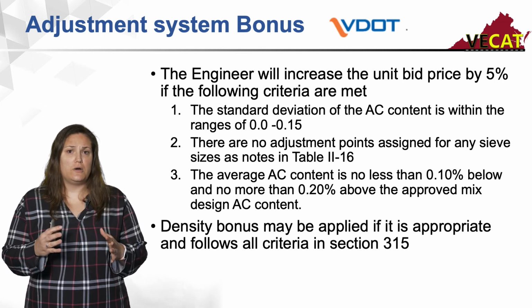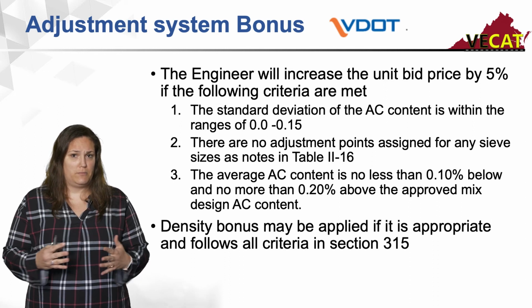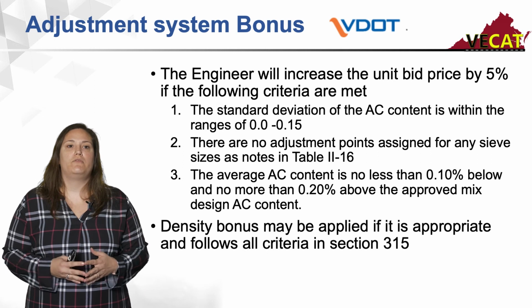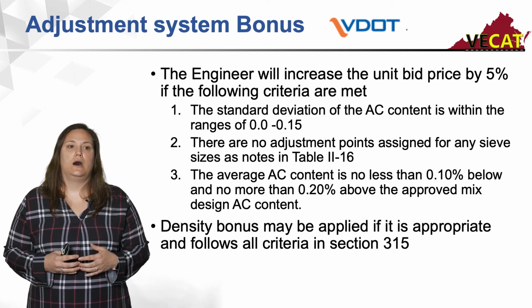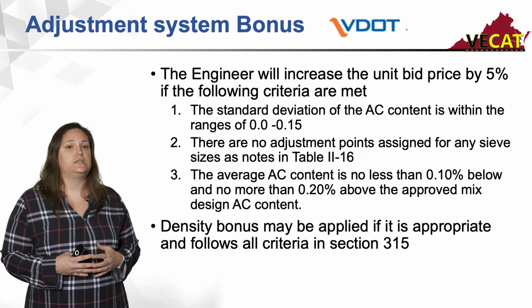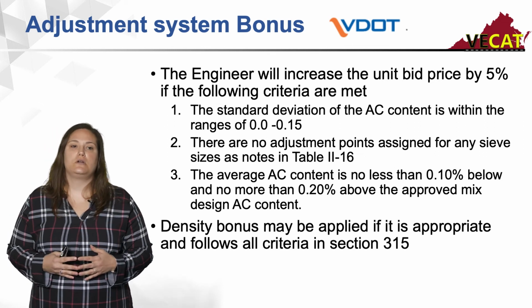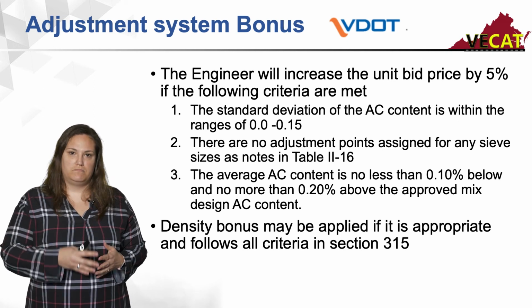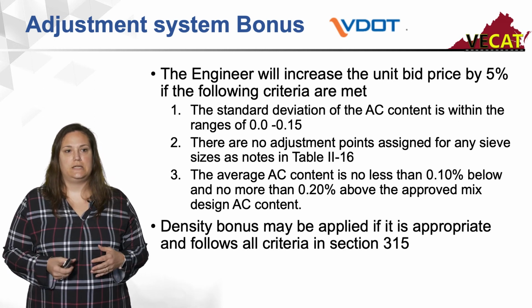Now this is where you would go in, if you need to, after that, before that first lot ends, and do your Part B if you need to help follow that criteria. There's still a density bonus if the section that you're paving falls into the criteria. There's still a 5% increase for density.